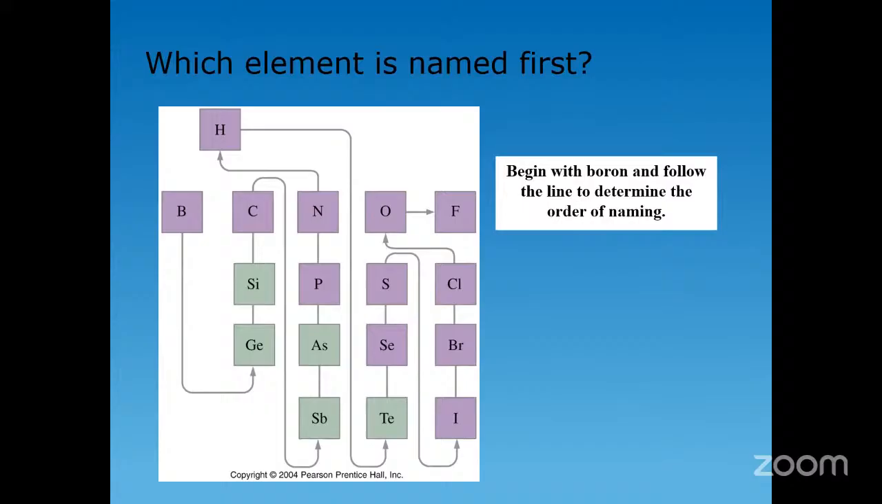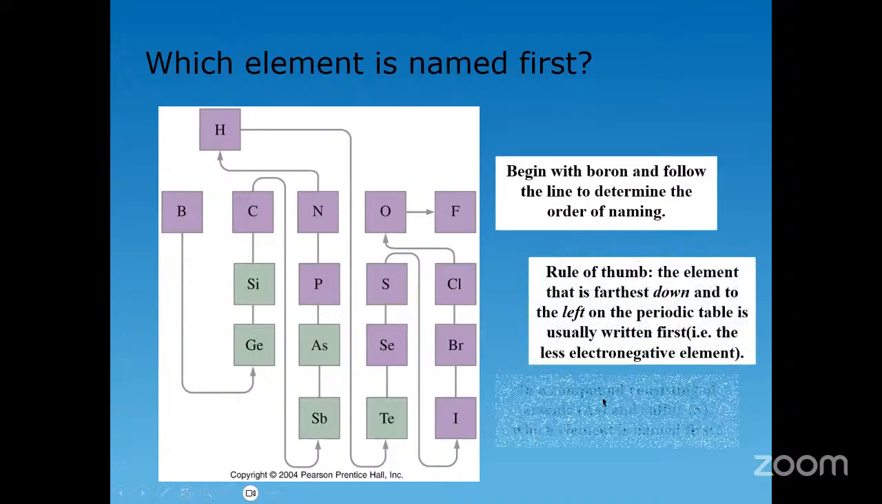So if the element is further to the left and down in the periodic table of the two elements, then that element is mentioned first, right? If the element is to the left and down compared to the other one in the periodic table, then that element is named first, and then the other element is named after that, okay? So that's a rule of thumb.